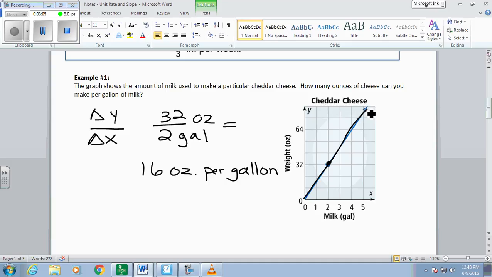So I could say when I have 4 gallons of milk, that's going to give me roughly a little bit more than 64 ounces of cheese. I can pick any point on the line. It doesn't even have to be 4. I could go 4.5 and go up that way as well. Because when I connect those points, any point on that line can now be inferred as how many gallons of milk give me how many ounces of cheese.